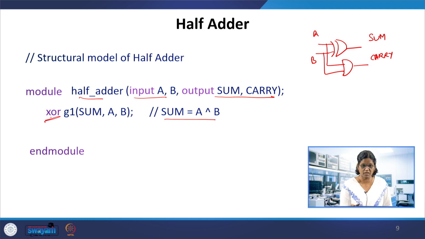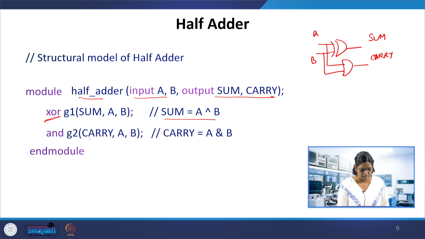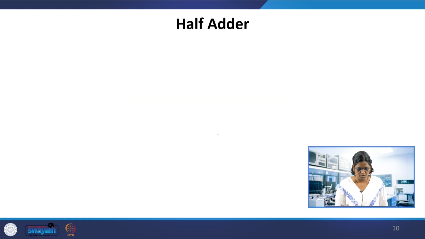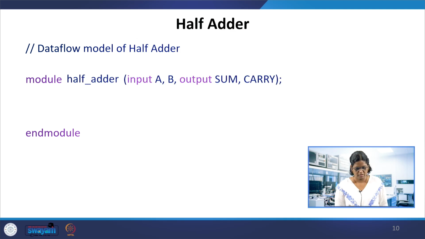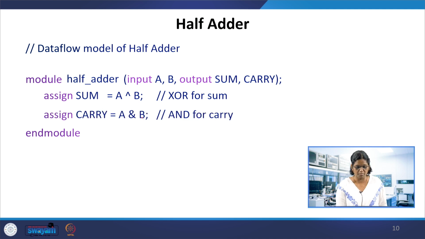If we are instantiating the XOR gate, the component, and the carry also with A, B, that is an AND gate, named G1 and G2, it's carry, A and B. As we said, the order doesn't matter. Also the data flow model of the half adder: input A comma B, output sum or carry. So assign sum = A XOR B, and carry = A AND B. This is continuous assignment. Again, the order doesn't matter here.